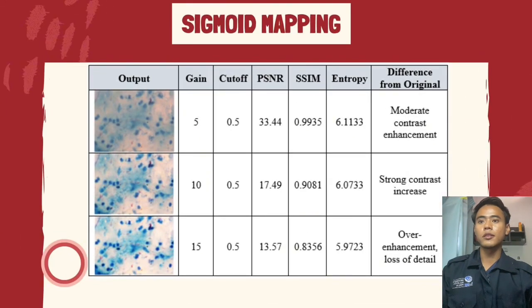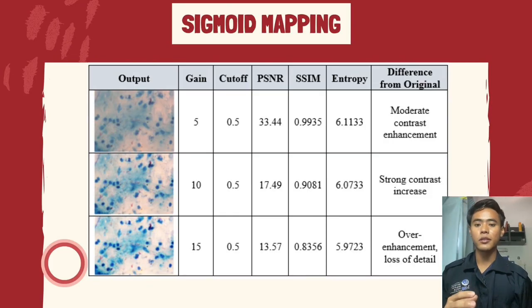Next, I will go to the sigmoid mapping. Sigmoid mapping was tested with 3 different gain values: 5, 10 and 15. The results are as follows. A lower gain of 5 results in higher PSNR and SSIM, maintaining a close resemblance to the original image. Higher gain values drastically reduce PSNR and indicate a loss of similarity due to the excessive intensity transformation.